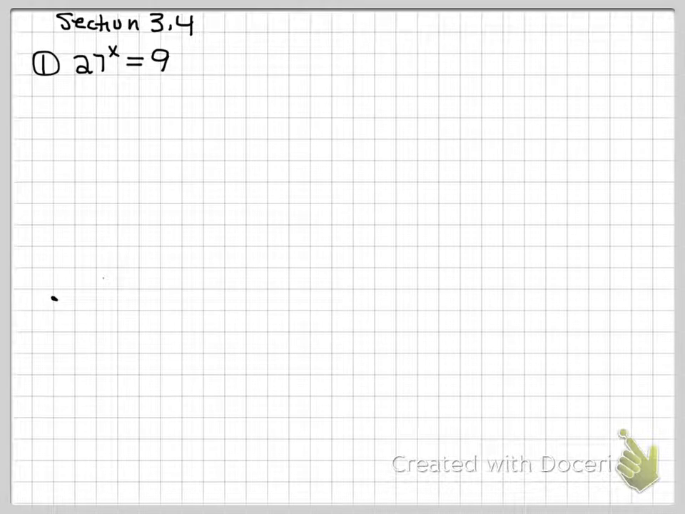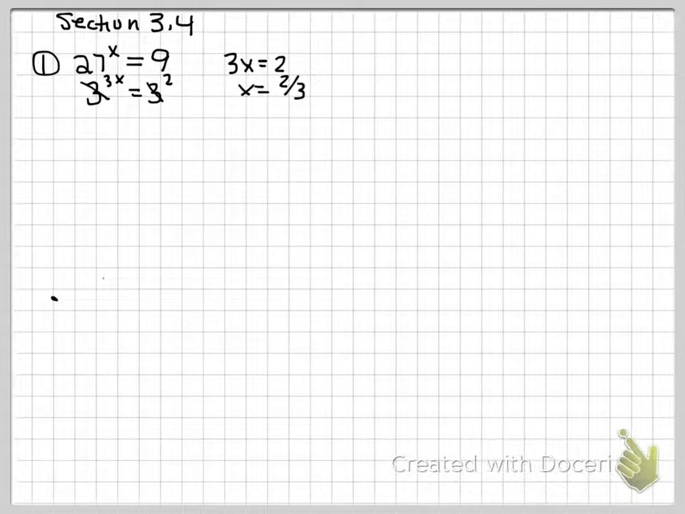So what we want to do is get our bases the same. I can rewrite the 27 as 3 to the third, and x equals 3 squared. Once our bases are the same, we can cross off our bases, and we get 3x equals 2, so x equals 2/3. Okay, so that's equation 1. Let's move on to equation 2.